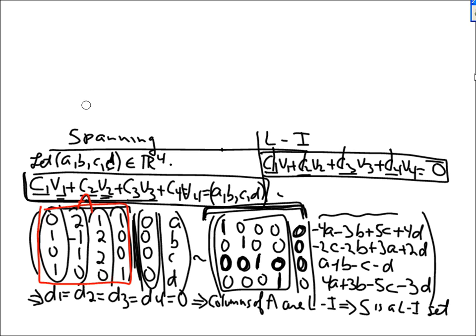Erase this on top and move on. So we can handle both of these steps, spanning and linear independence, with just one reduction of a matrix. We just augmented it twice. Okay, now we're going to ignore that column. We're going to ignore the homogeneous system.